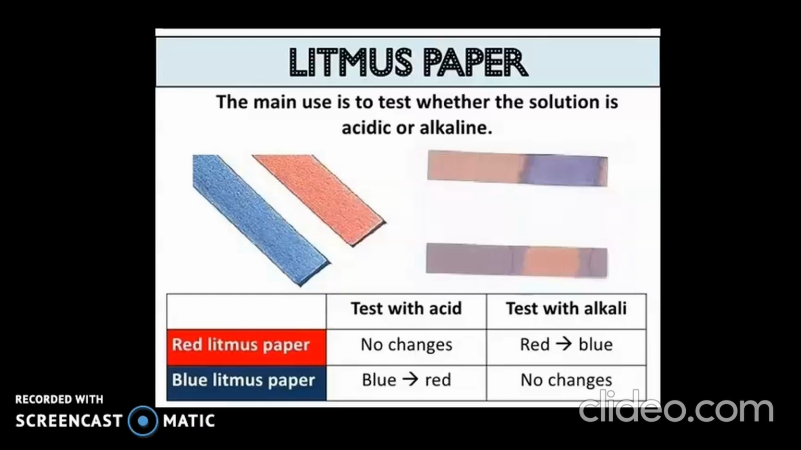Therefore, we can say acids turn blue litmus to red and bases turn red litmus to blue. And if both red and blue litmus paper dipped into the solution show no change in color, that means it is a neutral solution.